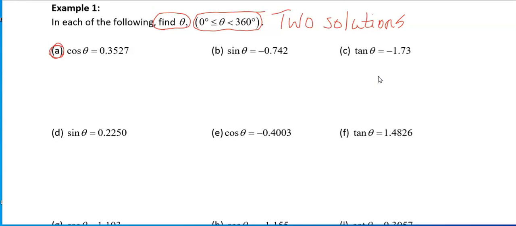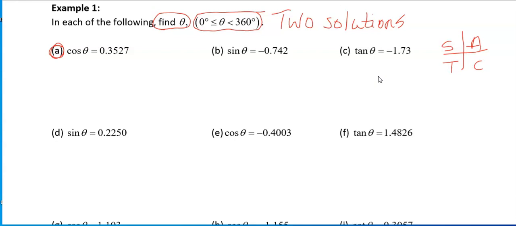This one looks pretty straightforward. So what we have here, we're told that the cosine of some angle theta is equal to 0.3527. Well, the first question you need to ask yourself, and I'll just jot down that diagram for the CAST rule over here. It's important to remember that, by the way. All right, CAST. And you can see that this cosine ratio is positive, isn't it? So you need to first of all ask yourself which 2 quadrants, and there will be 2 of them, which 2 quadrants have a positive cosine.